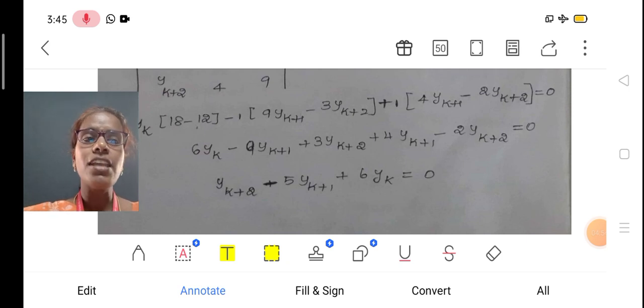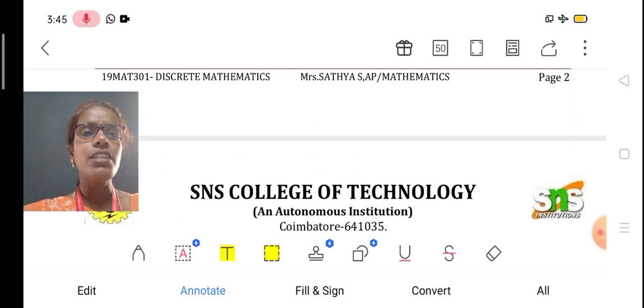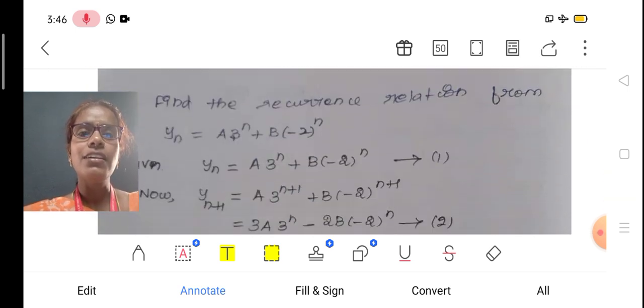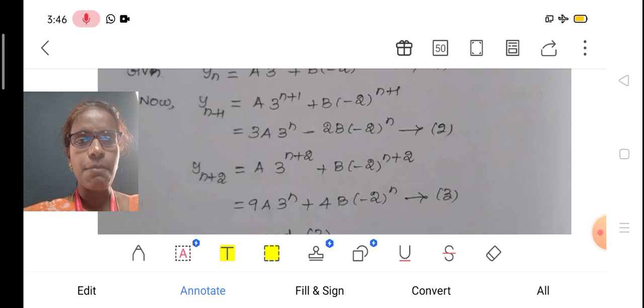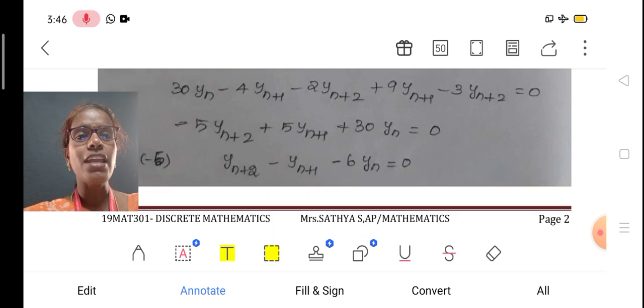The other way is where we have the recurrence relation and need to find the solution. That is one form and this is another form. In a similar way, here is one more problem: find y_(n+1), y_(n+2), form the determinant and expand along the first row. We will get an equation, and that equation is called the recurrence relation.